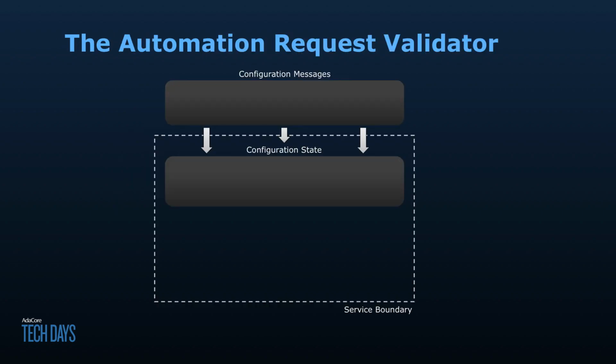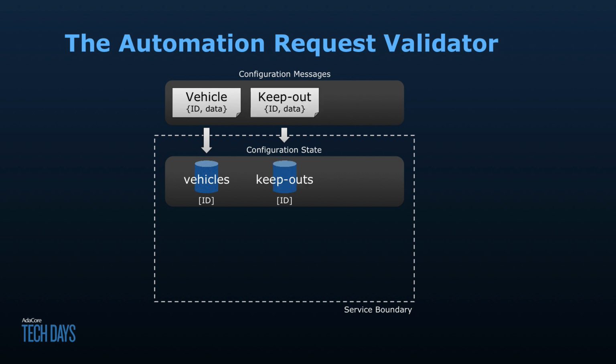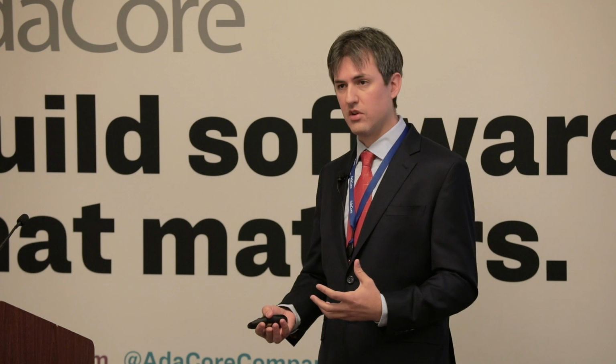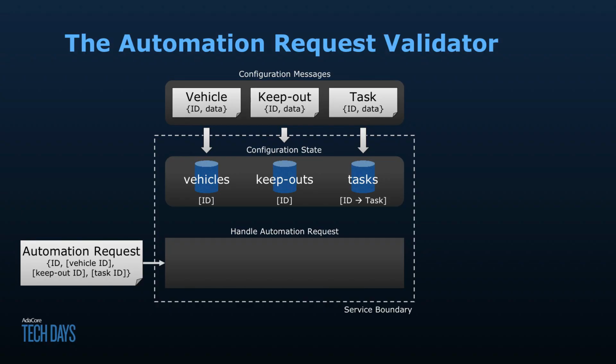When OpenUXAS starts up, the first thing that it does is it feeds information into the system about things like the available vehicles that can participate in a mission, the keep out zones, the keep in zones, and the tasks. So this is a subset of the total information that's fed in. This configuration data is picked up by all of the services, including by the Automation Request Validator, and stored in internal state. Then, when it's time to plan a mission, a specific kind of message called an automation request is fed into the system.